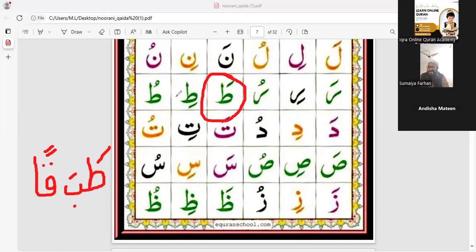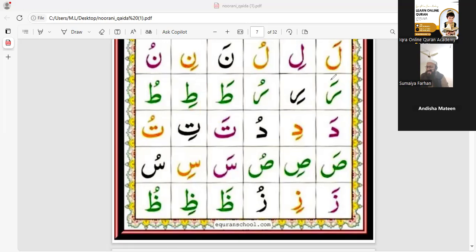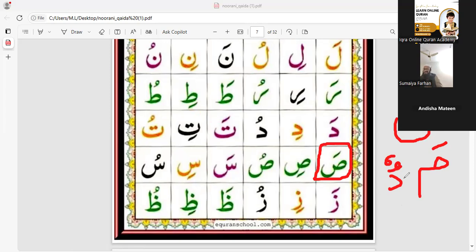Got it? Now I am writing something again for you. Sod zabar, sa. And meem zabar ma. And dal with double pesh, dun. Not meem, this is not meem, not mun. I'm asking: dal double zabar dan, dal double zir din, dal double pesh dun. Dal sound, not meem. Now join them: Samadun. Got it. Yeah, my friend.